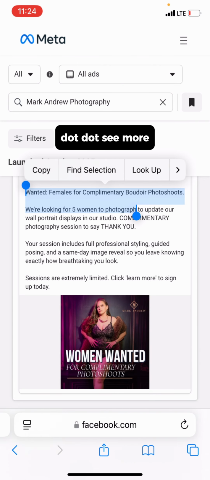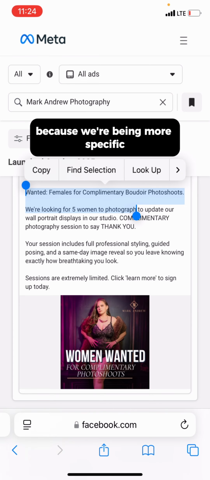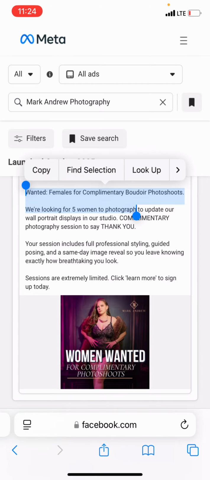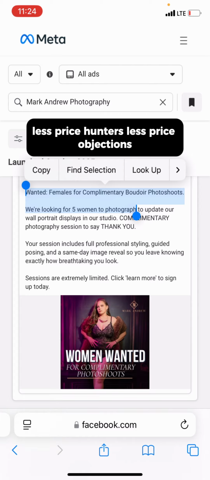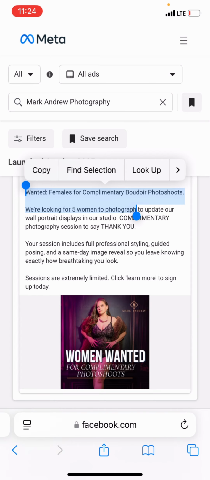There's a higher chance they click the see more, because we're being more specific and they feel like it's more for them. So they read more of the ad copy and become more pre-qualified. So we have more qualified leads, more qualified appointments, less ghosting, fewer price hunters, fewer price objections, fewer tire kickers. We're getting more sales, more revenue, more conversions, higher ROAS.